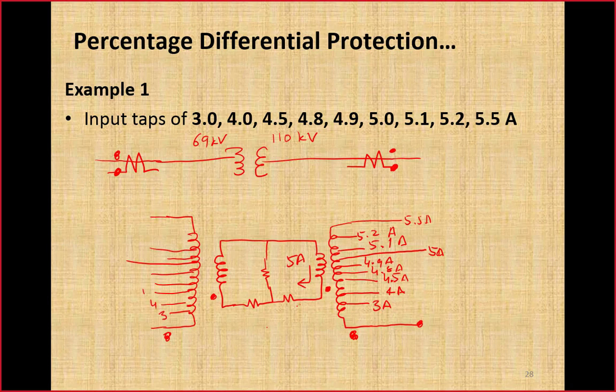3, 4, 4.5, 4.8, 4.9, 5, 5.1, 5.2 and 5.5 taps. Okay. Now this is meant by the tappings. So it means auxiliary CT is part of the differential relay used for the transformer.